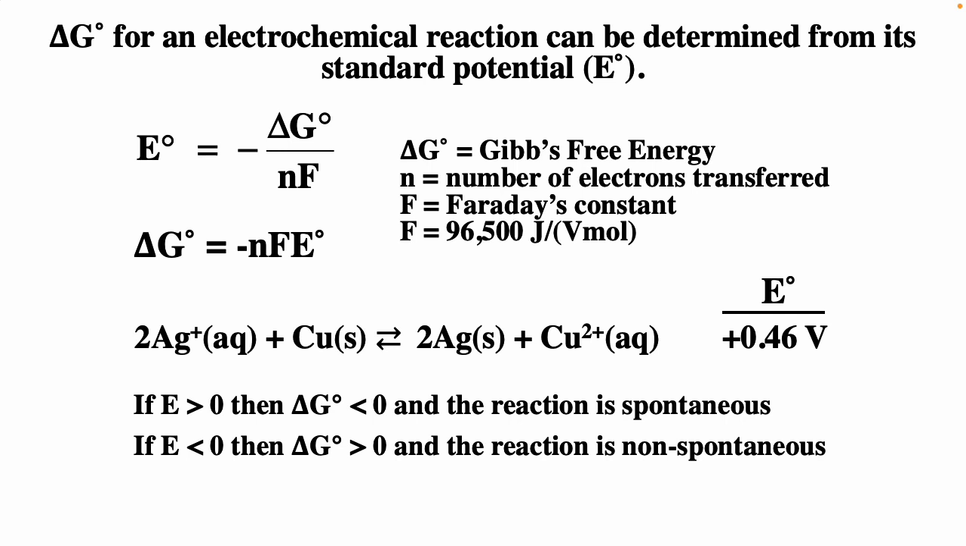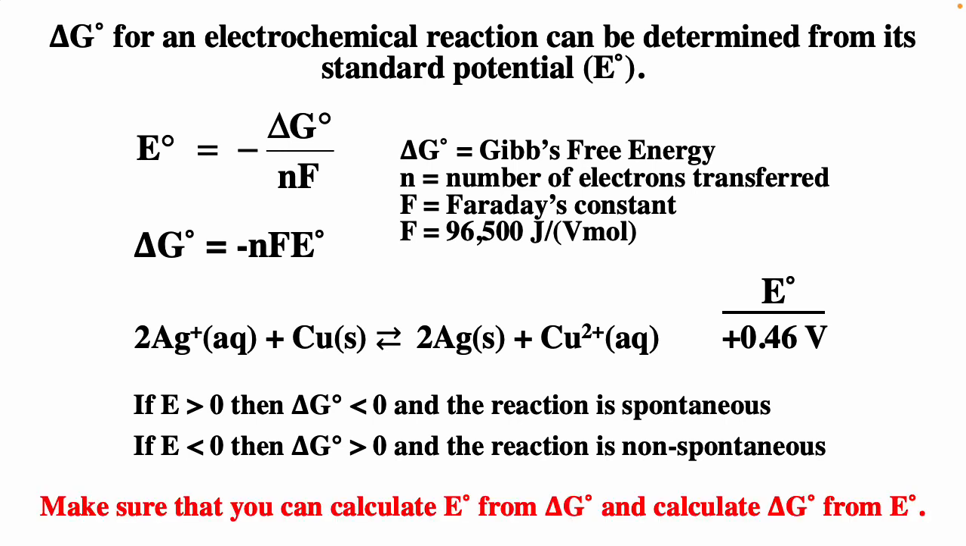Delta G naught for an electrochemical reaction can be determined from the standard potential. Delta G naught equals minus NFE naught. If we solve for E naught, we get E naught equals minus delta G naught divided by NF. To me, this equation is pretty helpful. It tells you that E naught is actually per electron, because you're dividing delta G naught by the number of electrons.